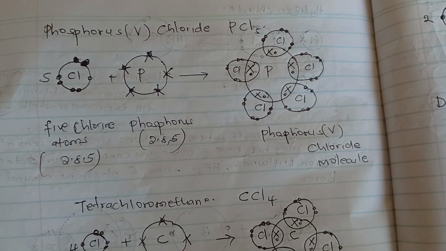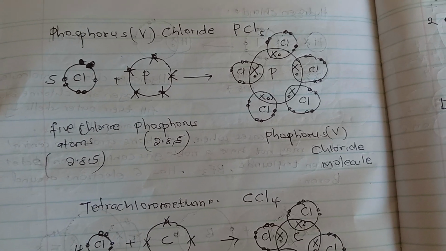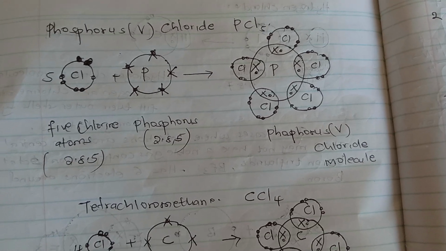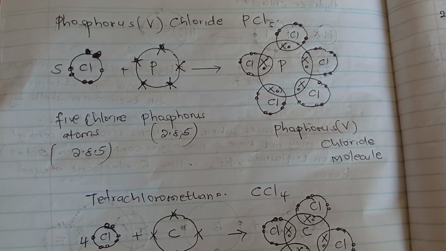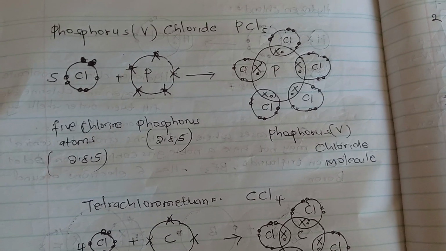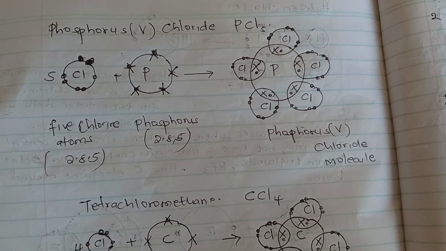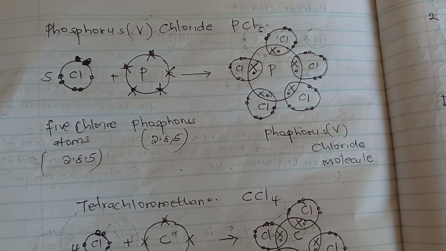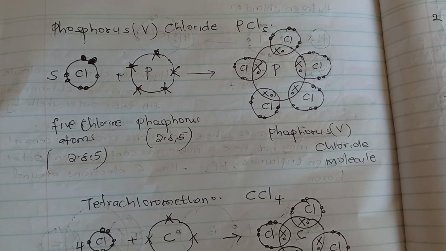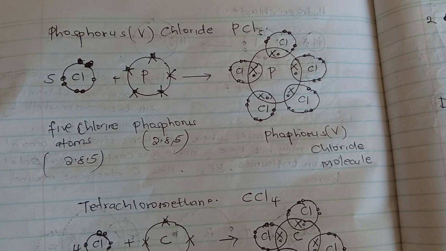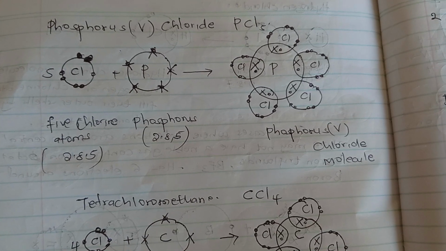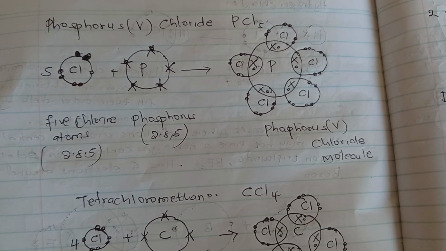Phosphorus pentachloride, that is PCl5, is formed by joining 5 chlorine atoms to a phosphorus. Chlorine has 7 electrons in its outermost energy level, while phosphorus has 5 electrons in its outermost energy level. So each of the phosphorus electrons is bonded to a chlorine, making it have a stable electron configuration. So that is PCl5.